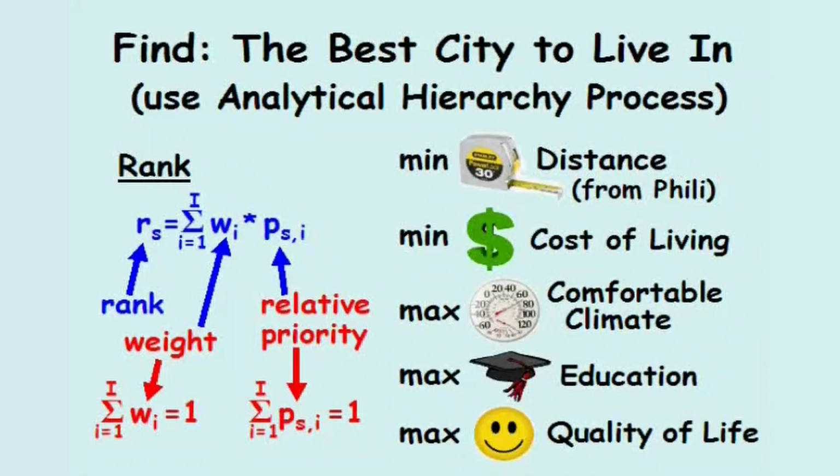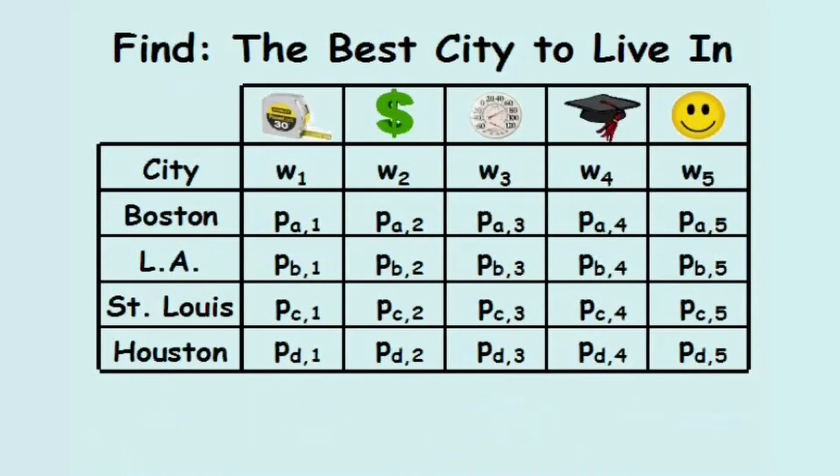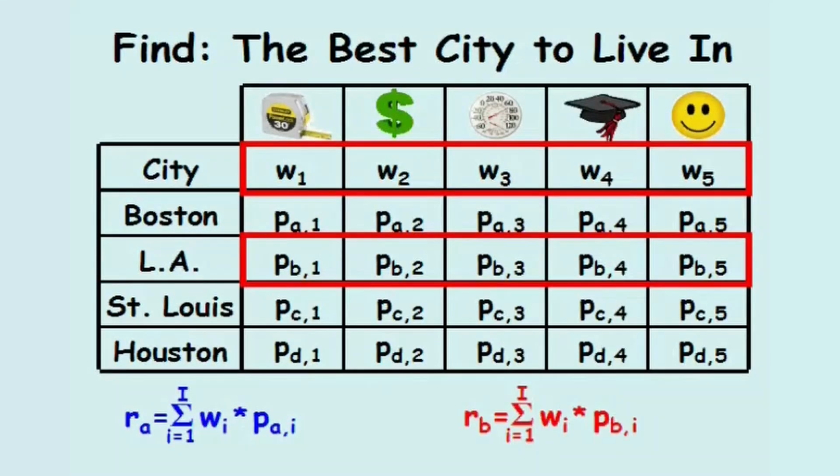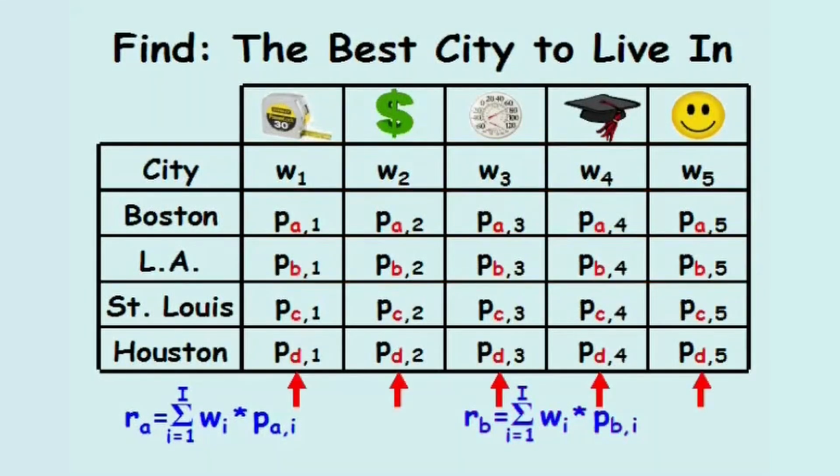If we create a table which compares the 4 cities based on the 5 criteria using the weights and relative priorities, the rank for Boston would equal the product of the weights and relative priorities for Boston for each criterion. The ranking for LA would equal the product of the weights and the relative priorities for LA for each criterion, and so on. For notational convenience, subscripts A, B, C, and D will refer to the cities Boston, LA, St. Louis, and Houston, respectively.